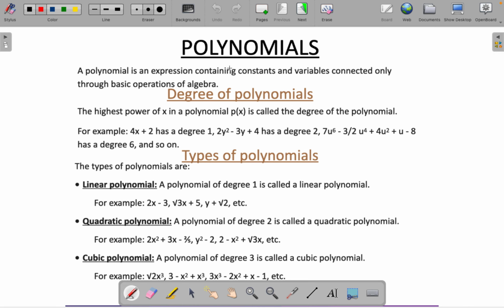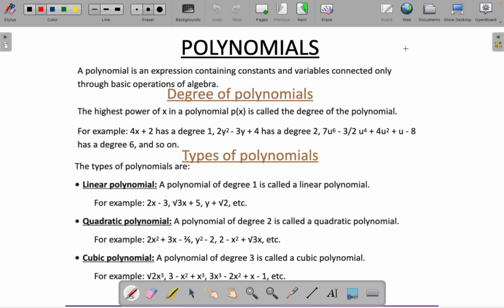Everyone, and welcome to the first video of the chapter Polynomials. Now, first you should always know what a polynomial is. So let me read the definition which is given in the book. A polynomial is an expression containing constants and variables connected through the basic operations of algebra. This is not a very clear definition. Let me tell you what has to be added.